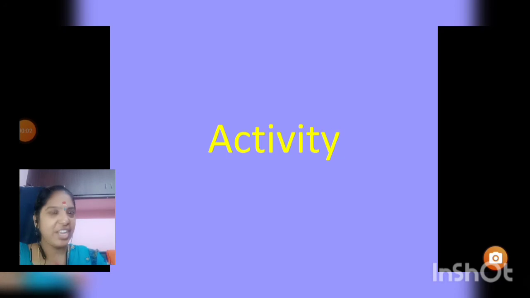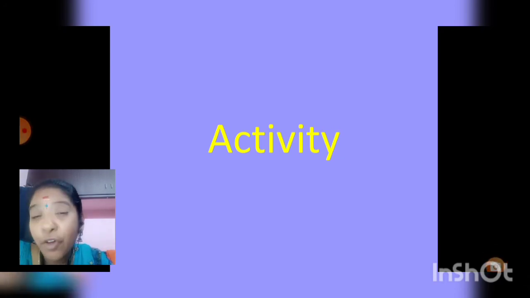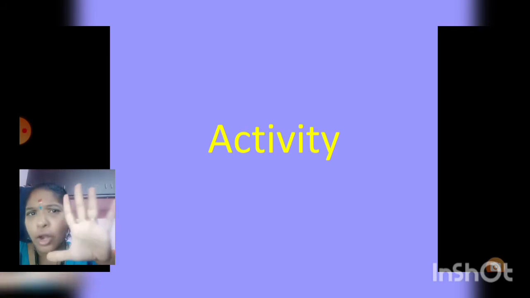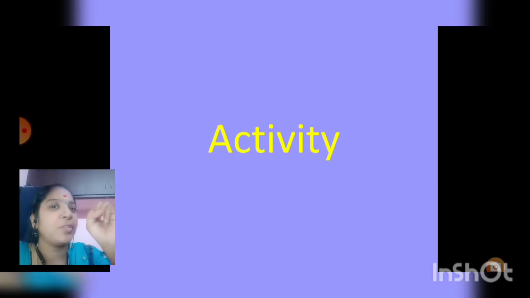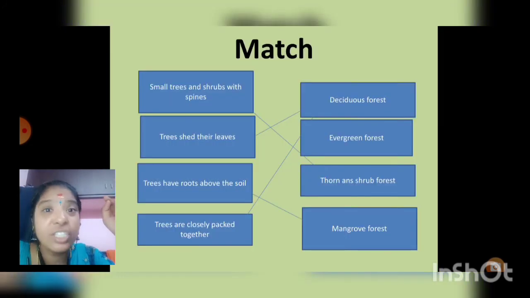Here's an activity area. What are the forests you have learned? You have learned about the evergreen forest, deciduous forest, mountain forest, mangrove forest and the thorn forest. You have learned about the 5 forests. So you are going to match them along with the features and characteristics of the forest. The small trees and shrubs with spines are found only in the thorn forest.